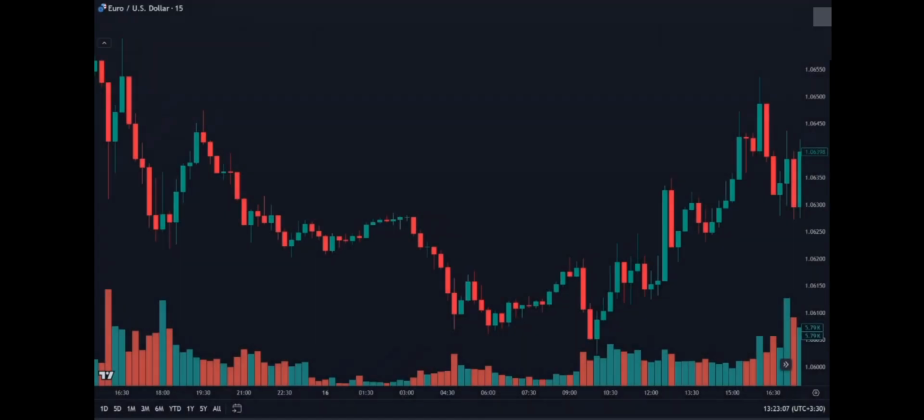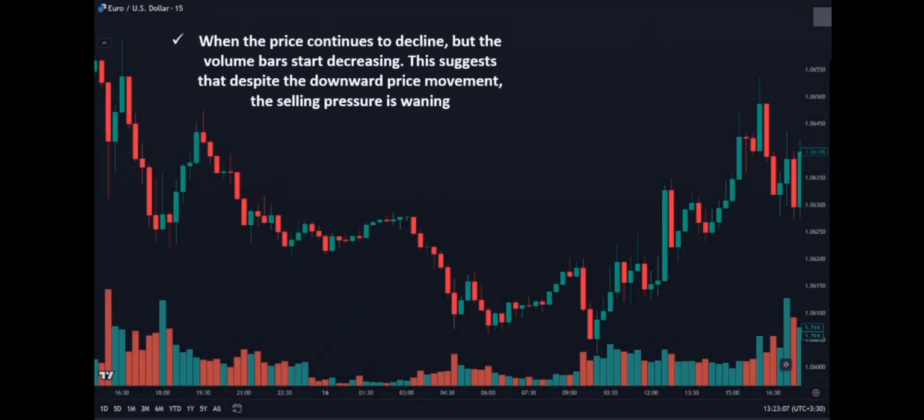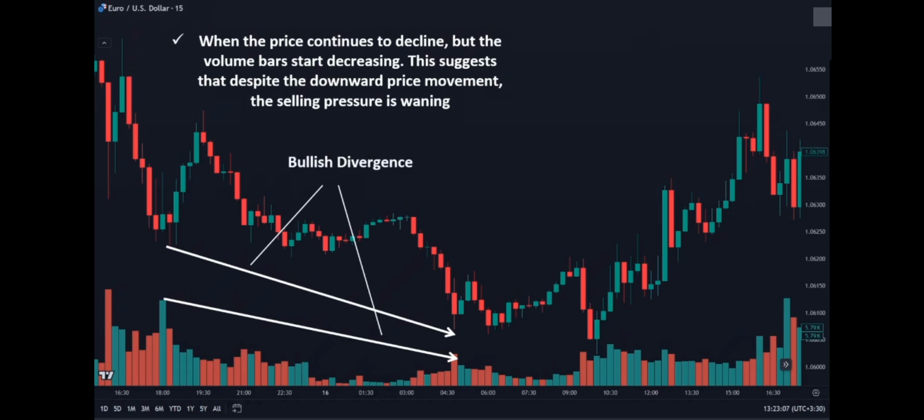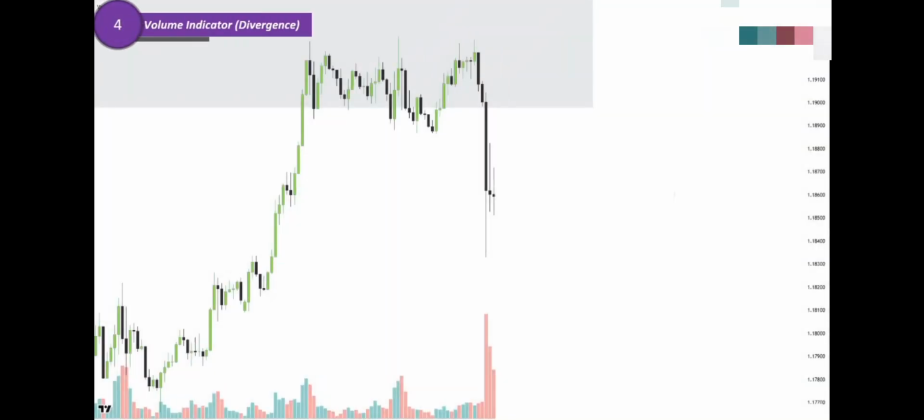The same applies in a bearish move. If price keeps falling but volume bars start decreasing, it means sellers may be losing strength. Even though price is still moving downward, the selling pressure is weakening. This is called bullish volume divergence, and it can signal a potential pause, pullback, or reversal to the upside. Volume divergence can add extra validation and confirmation to our setup, especially when price is reacting from an important zone.